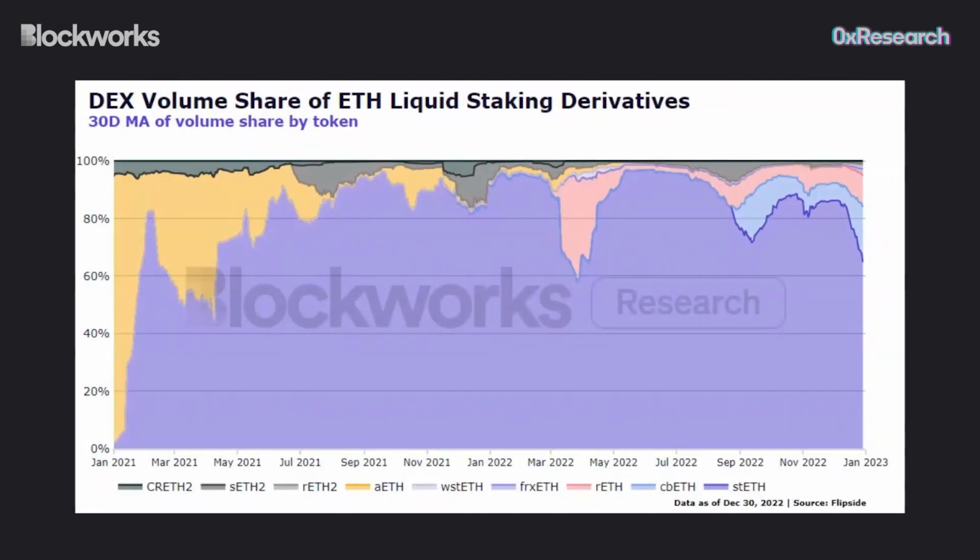And so if we look at this chart we have on the screen, for the listeners rather than the viewers, we're looking at the DEX volume share of ETH liquid staking derivatives. And we have a 30-day moving average of the amount of volume divided specifically by token. Staked ETH is responsible for around 64% of all volume, with Coinbase coming in second at around 20%, and Rocket Pool RETH coming in third with around 10 or so percent of volume.